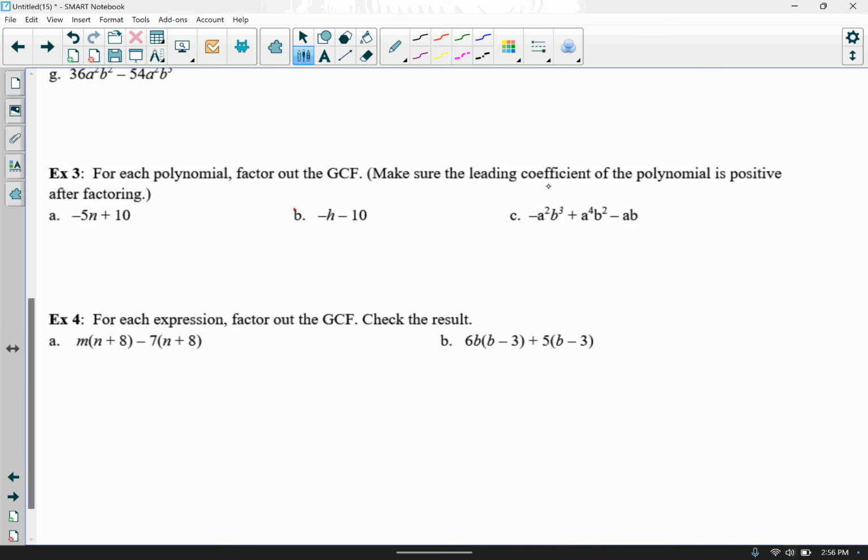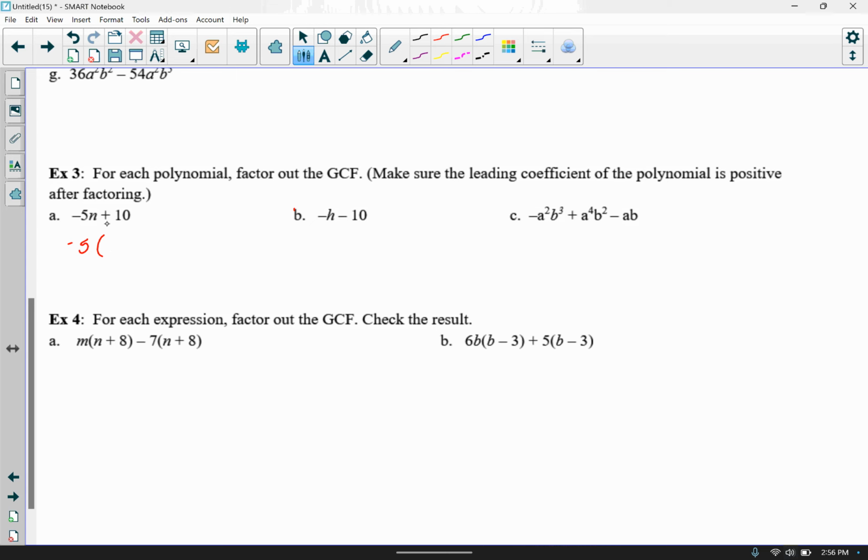And I'm saying here, make sure that your leading coefficient is always positive, okay? So between 5 and 10, they both have what number in common? I hopefully agree. They both have a 5 in common. But instead of pulling out a 5, let's pull out a -5, so that inside my parentheses, what I have left over is going to be a positive value.